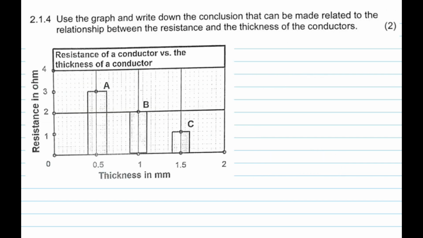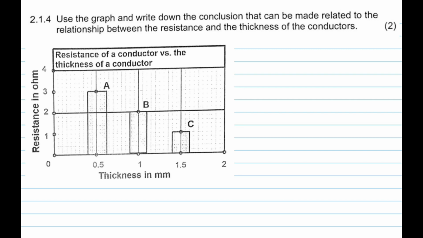Then question 2.1.4, use the graph and write down the conclusion that can be made related to the relationship between the resistance and the thickness of the conductor. Now remember, the moment they use the word relationship, they're looking for when the, and then they'll usually talk about the independent variable, which in this case is the thickness of the conductor, changes, and you have to say, does it increase or decrease or stay the same? And what happens to the other one? Then what happens to the resistance? Will that increase, decrease, or stay the same?